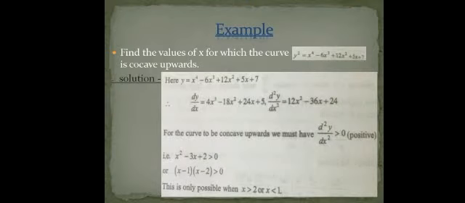Now here is an example. Find the values of x for which the curve y square is equal to x to the power 4 minus 6x cube plus 12x square plus 5x plus 7 is concave upwards. We have to find the value of x if it is given that the curve is concave upwards. So let's do it in the notebook.